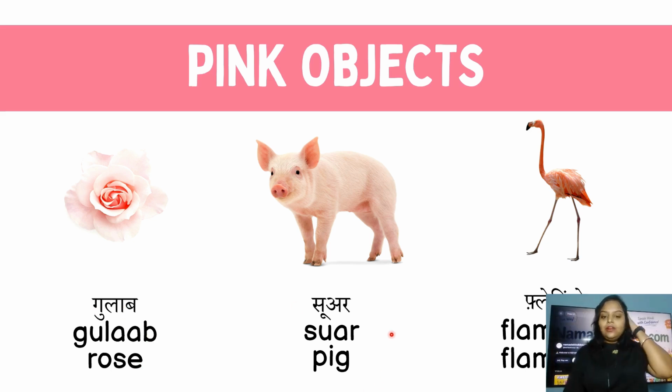A pig also has this pink color. So it can be called Gulabi Suwar. Suwar in English is pig. Then a very beautiful bird having pink color is called flamingo. So Gulabi flamingo. Flamingo is called flamingo in Hindi. Actually, its Hindi name is Agni Pakshi, but let's say it flamingo only.